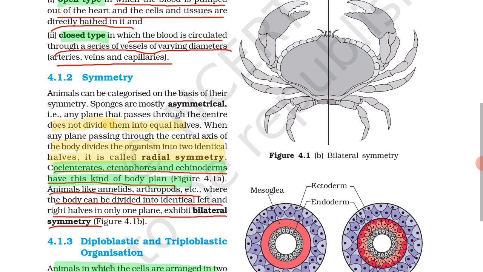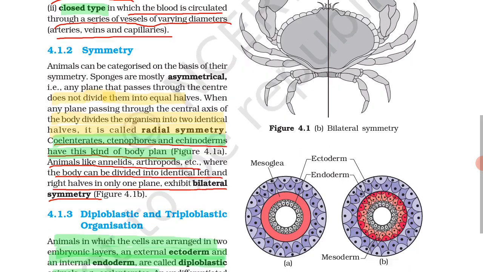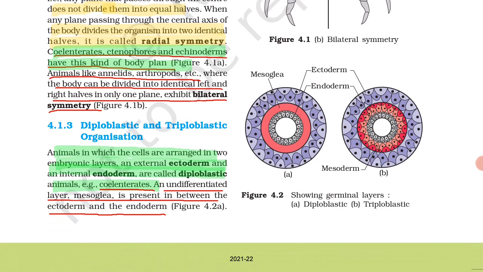So in symmetry, keep in mind that asymmetrical symmetry is seen in sponges, radial symmetry is seen in coelenterates, ctenophores, echinoderms, and bilateral symmetry is seen in annelids, arthropods, etc. Next is diploblastic and triploblastic organization. Please refer to this diagram, figure number 4.2.